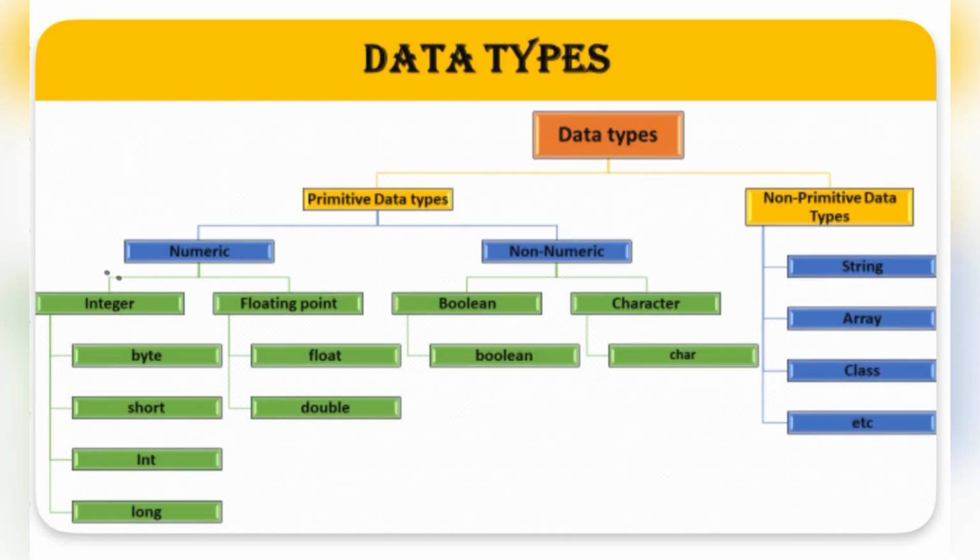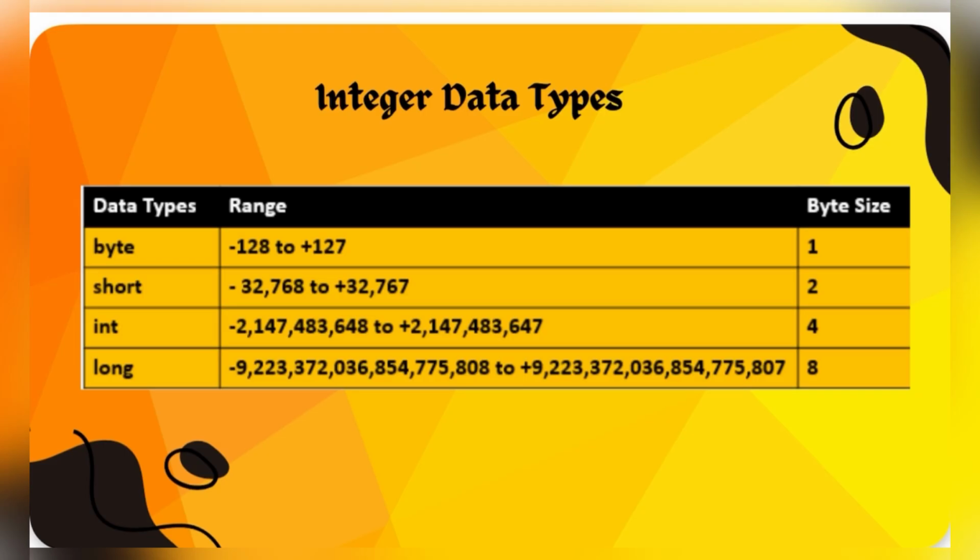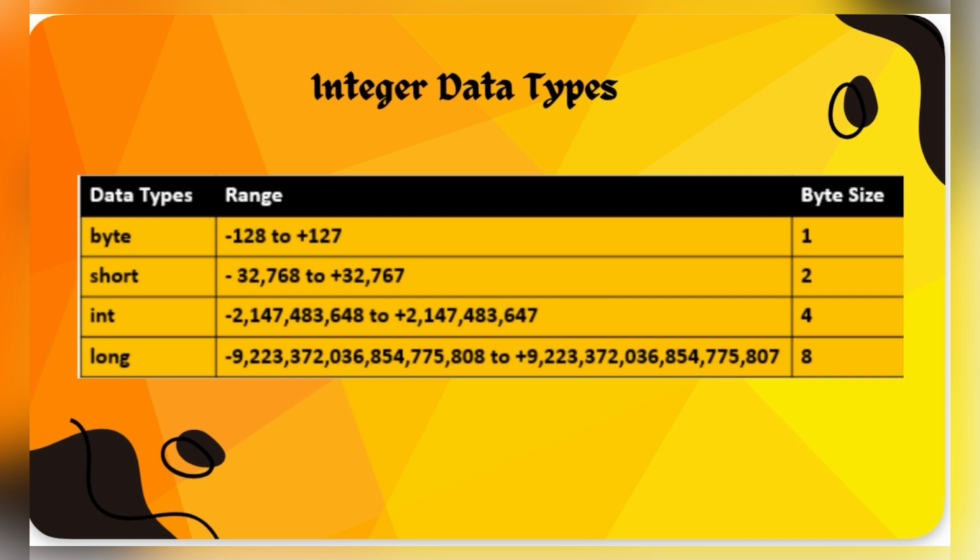Alright, let's start with the integer data types. Under integers, we actually have four specific types: byte, short, int and long. All of them are used to store whole numbers in different ranges as specified here. For example, if you want to store a value from -128 to +127, you can use the byte data type. However, if you want to store a value greater than 127, the byte data type will not work because the maximum value of byte is 127.